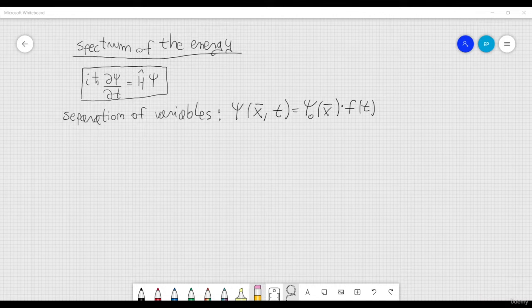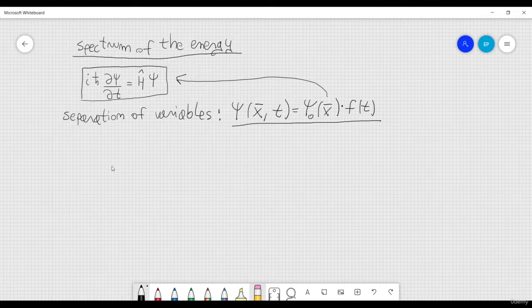Now we want to use the method of separation of variables, where the wave function psi is split into a product of two functions, psi naught (psi 0) and f, where psi 0 depends only on x, the position of the electron, and f depends only on time. We have to substitute this expression into the Schrodinger equation and see what happens.